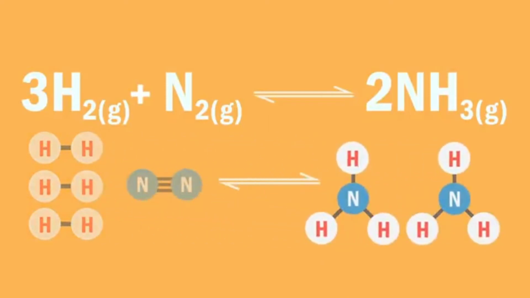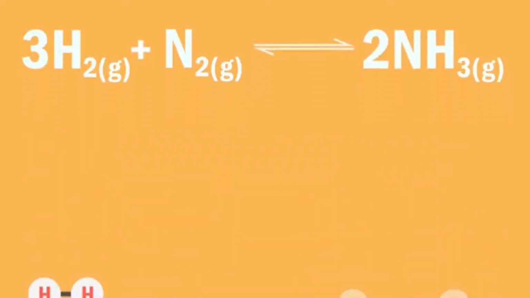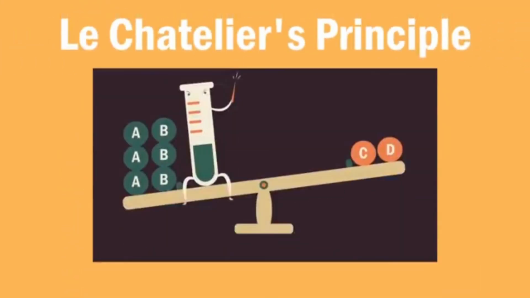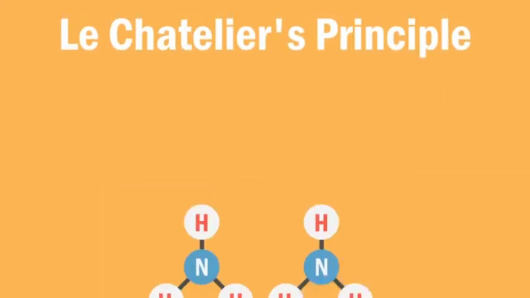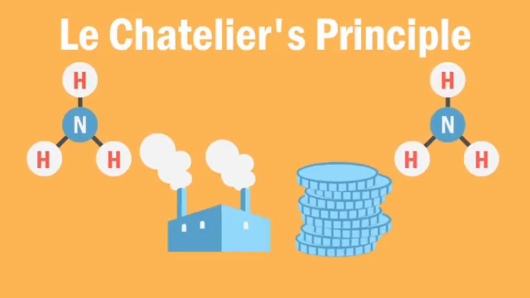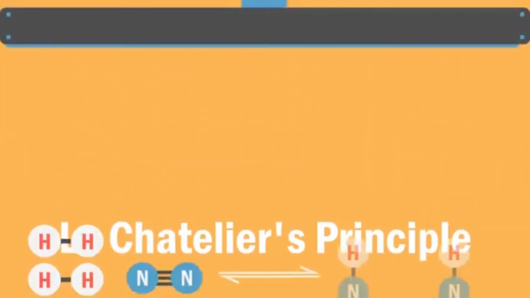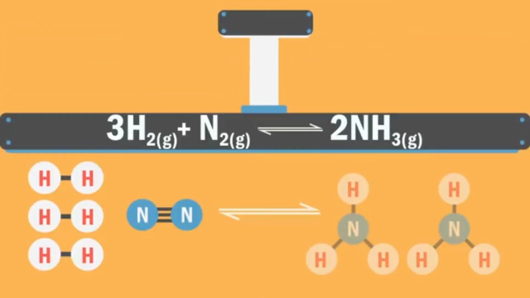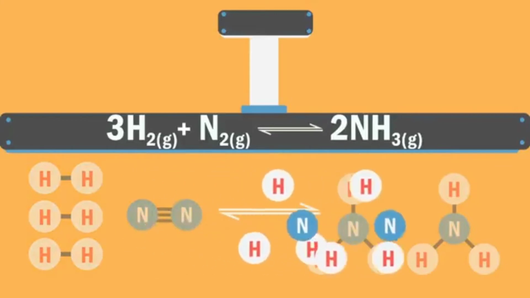Note that this is a reversible reaction and that the forward reaction is exothermic. The Haber process uses Le Chatelier's principle to maximize ammonia production while keeping operating and production costs in mind. Le Chatelier's principle tells us that increasing pressure will favor the side with fewer moles. For our case, the production of ammonia.